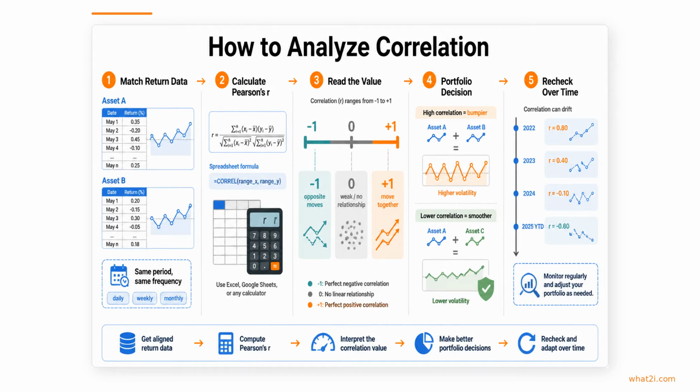To analyze correlation, start with matching return data for both assets using the same time period and the same frequency, whether that's daily, weekly, or monthly. Then calculate Pearson's R and read where it falls on the scale. Near +1 means the assets tend to move together, near 0 means little relationship, and near -1 means they often move in opposite directions. When the goal is to reduce portfolio volatility, less correlated assets are usually more helpful, but it's important to recheck over time because correlations can drift.